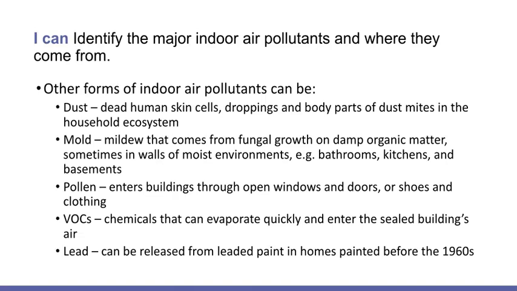Okay, so going back to pollen. Pollen, remember, is how plants reproduce. The pollen is the male gamete of flowers on plants, and it can enter the home and people can be allergic to it. Volatile organic compounds are the same thing as outdoors, but indoors. They evaporate quickly and enter a sealed building's air.